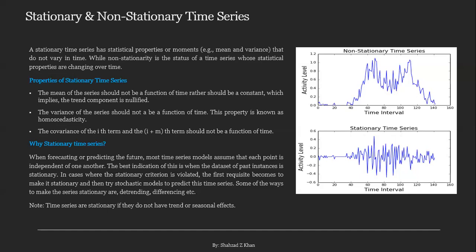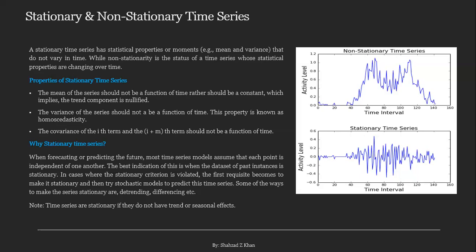A non-stationary time series is one in which the statistical properties like mean and variance change over time. If you see the upper graph, there is a huge difference. Sometimes sales activity or anything goes too far up, then goes down. There is a big fluctuation in the data, so you can say that the time series is non-stationary.